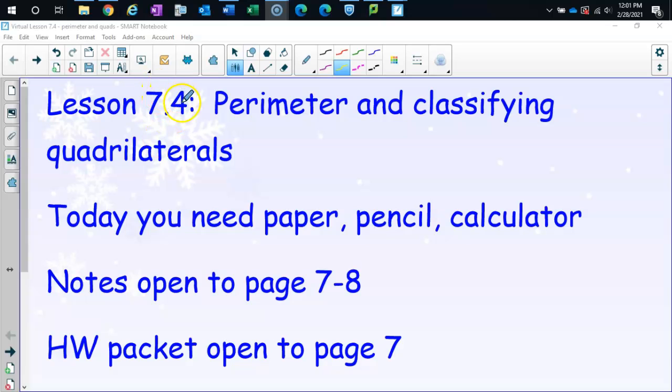All right, guys, this is lesson 7.4, perimeter and classifying quadrilaterals. Okay, we're going to learn how to name quadrilaterals today. You need paper, pencil, and calculator. You need your notes open to page 7 and 8, and your homework packet open to page 7.